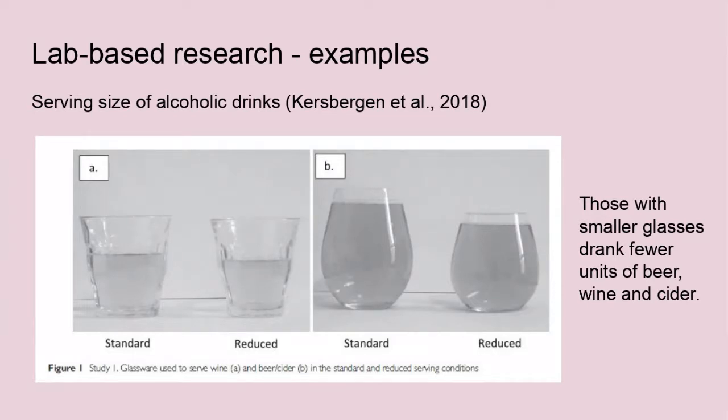So what she and her colleagues did was they invited people into the laboratory and served them some alcoholic drinks. The people were in pairs, and they were randomly chosen to receive either a standard serving size or a slightly smaller one. And this was wine, beer, and cider. And what they found was that when people had smaller glasses, they drank a bit less in terms of the amount of units of alcohol. And they did actually replicate this study in a bar as well. So they did this first and then took it into a real life setting.